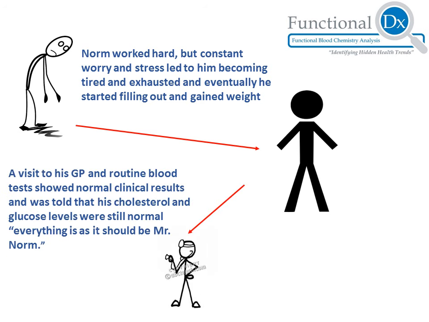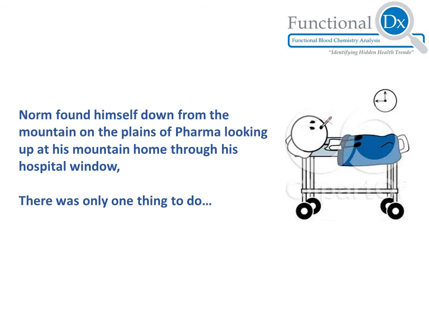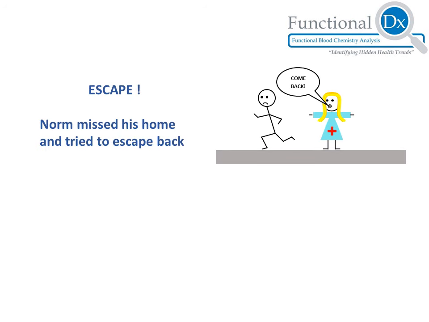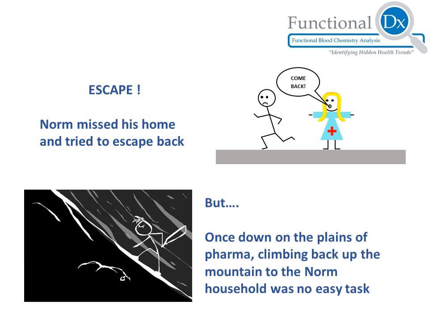So he went to his GP, and his GP said, nothing wrong with you. Your glucose levels are perfect. Your cholesterol levels are perfect. Everything is as it should be, but it wasn't. So Norm ended up here, where people usually end up. And he found himself down from the mountain on the plains of Farmer, looking up at his mountain home through his hospital window. So there was only one thing to do: escape. Because he missed his home and he wanted to go back, like anybody in hospital. But once you're down from the mountain of Norm, and you're on the plains of Farmer, getting back up again to where you want to be is difficult.